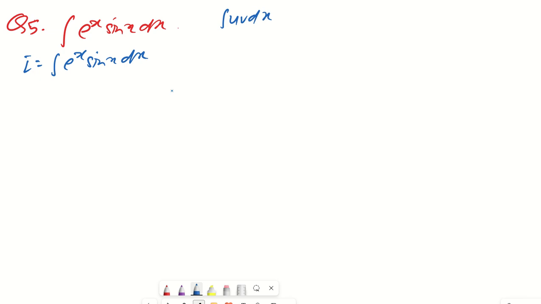Integration of u v dx is equal to u times integration of v dx, minus integration of the differentiation of u into integration of v dx, whole, and this whole integration. So can we do that for I?